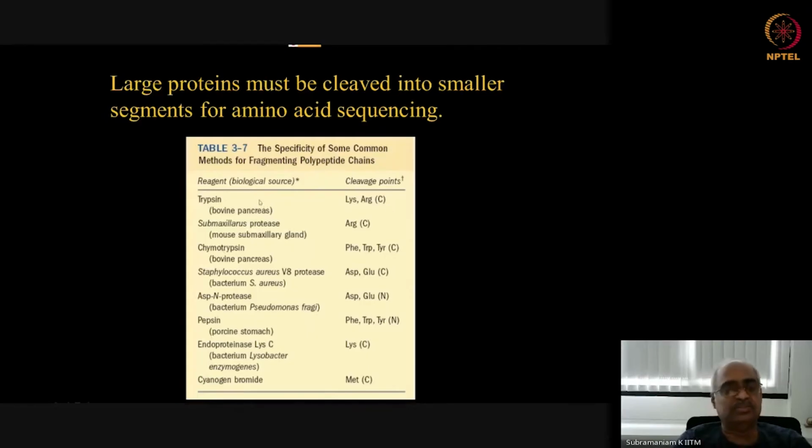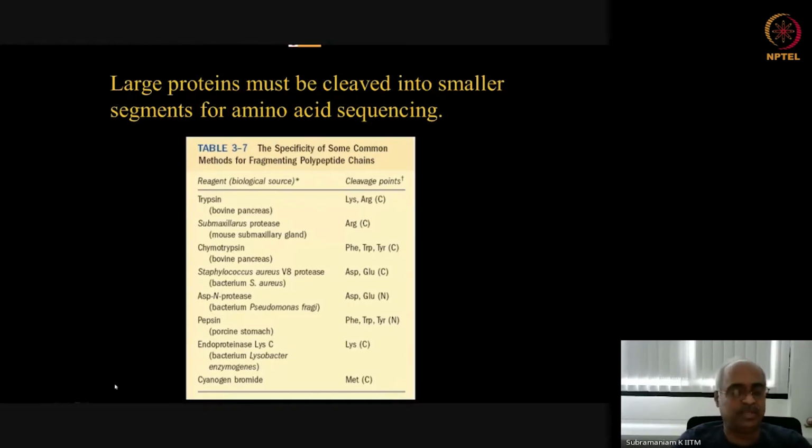Using these proteases, you break the polypeptide chain into smaller peptides, and these peptides are separated using high performance liquid chromatography. This is a modified version of the chromatography techniques that we learned. And the separated peptides are then individually sequenced using the Edman degradation.